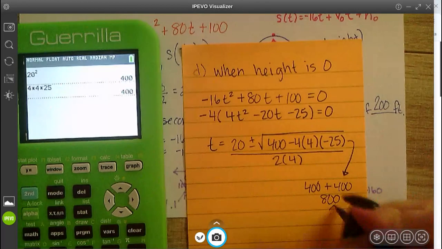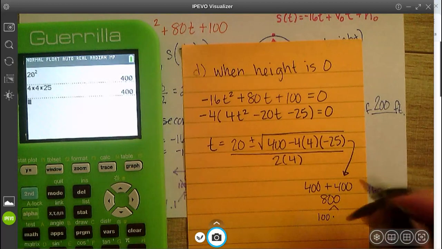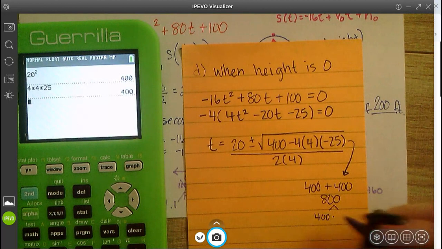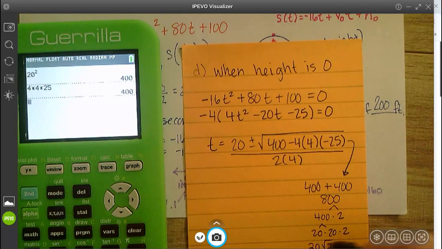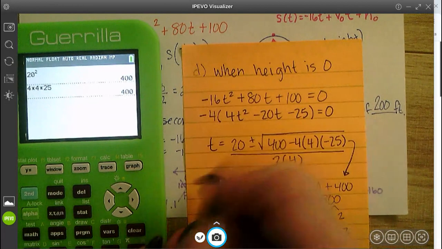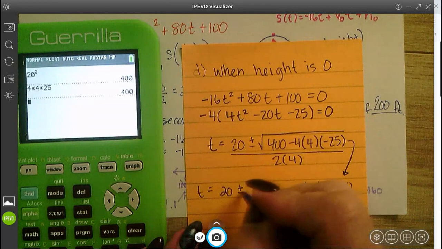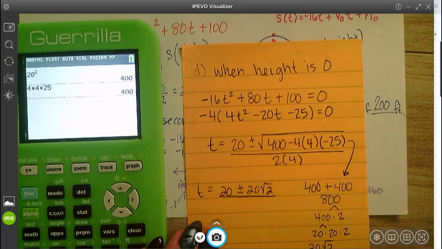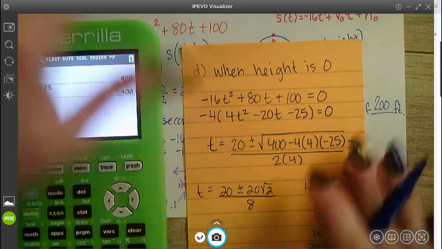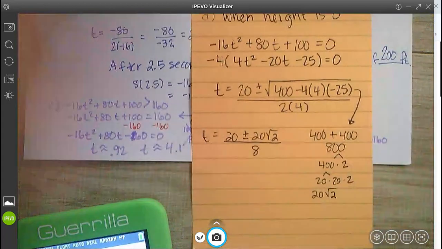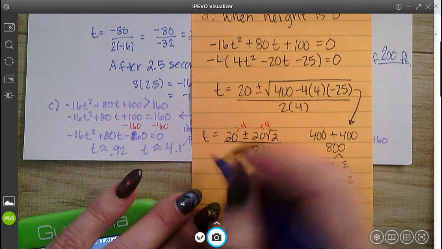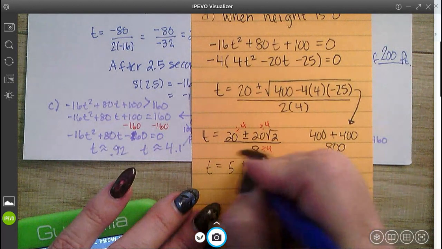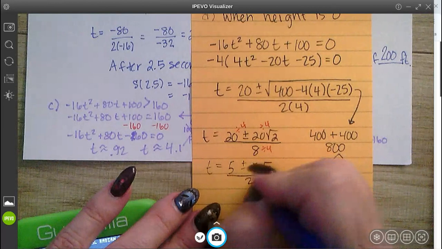800 breaks down into, actually I could do 400 times 2 because 400 is 20 times 20, so that makes 20 square roots of 2. Okay, 20 square roots of 2. So t would be 20 plus or minus 20 square roots of 2 all over 8. Now, all three of those numbers can divide by 4. So that's going to be t equals 5 plus or minus 5 square roots of 2 all over 2.